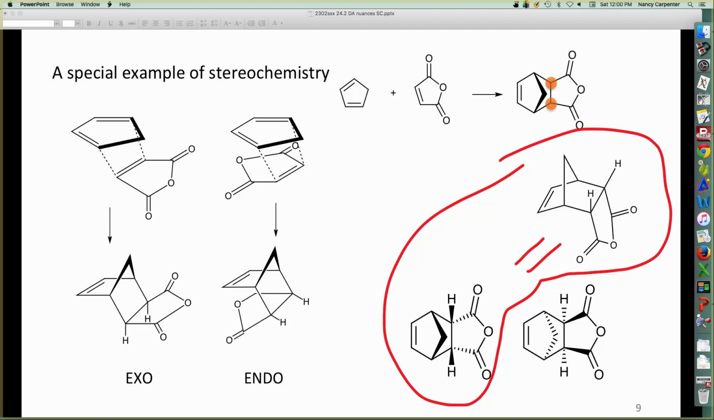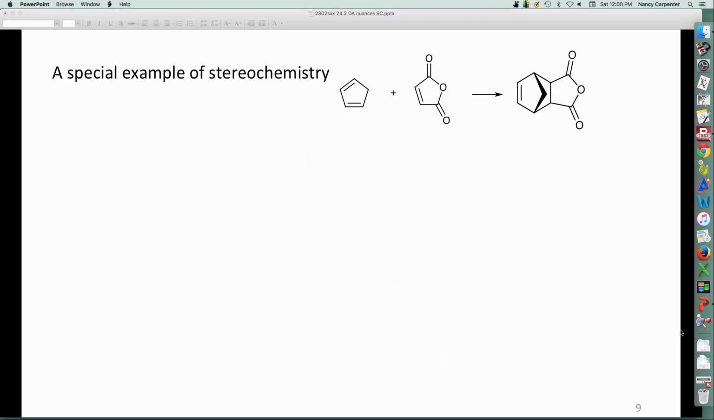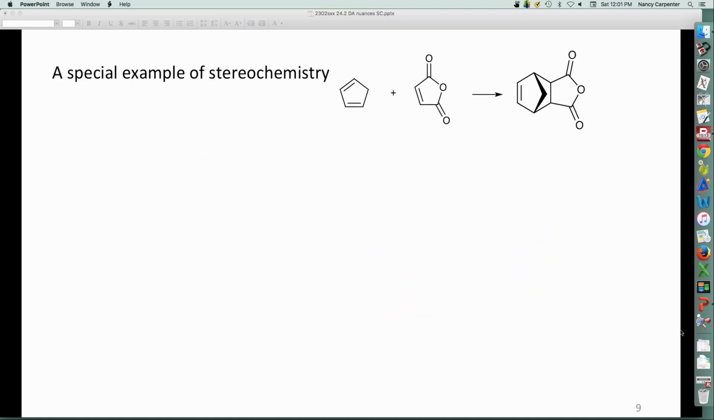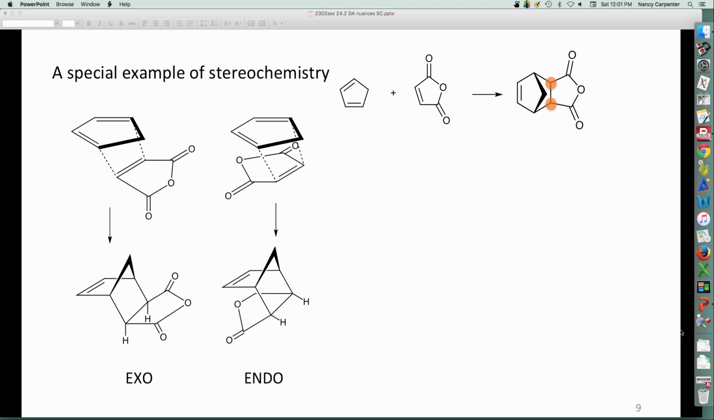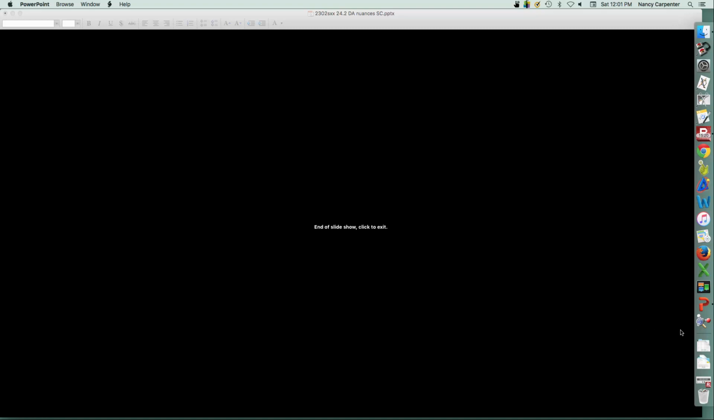Now this whole exo-endo thing can actually be used to explain in much more gory detail this example, not this example, this example. So if you want to really learn it, go ahead and re-examine that example just for fun. All right, so that's it for stereochemistry. That should probably have given you a pretty good headache, and we will do many more examples in class.